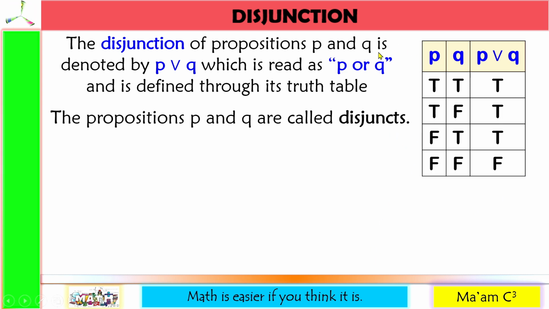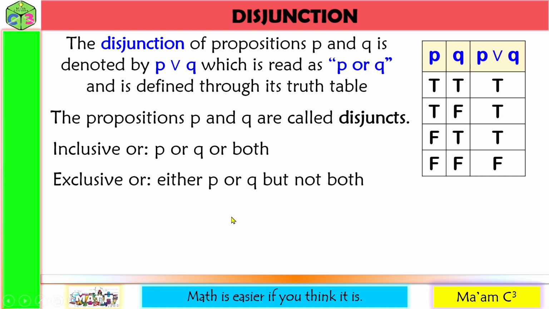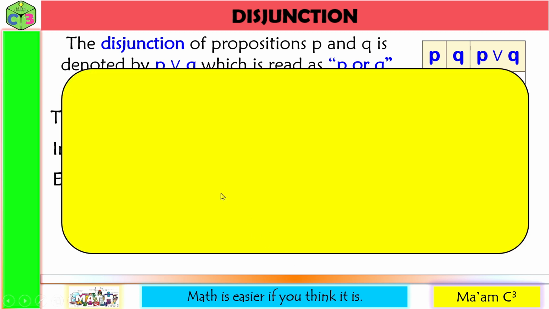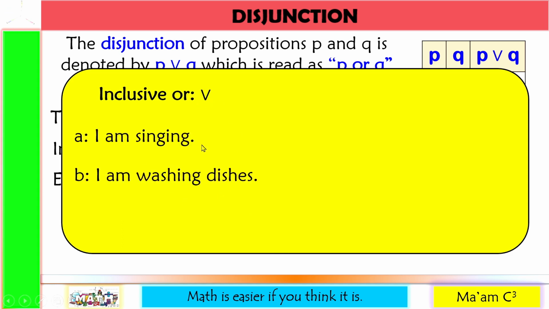By the way, we have two kinds of OR. We have the inclusive OR, which means P or Q or both, or exclusive OR, either P or Q but not both. Let me give you an example. Let's have first the inclusive OR. This is our symbol. So let's have I am singing and I am washing dishes.